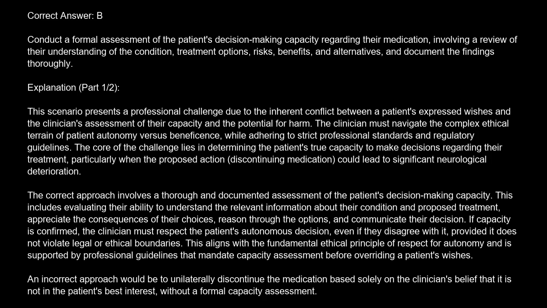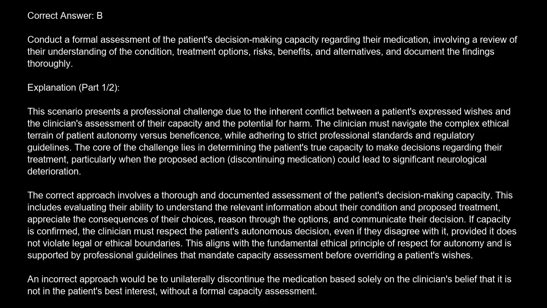Explanation. This scenario presents a professional challenge due to the inherent conflict between a patient's expressed wishes and the clinician's assessment of their capacity and the potential for harm. The clinician must navigate the complex ethical terrain of patient autonomy versus beneficence, while adhering to strict professional standards and regulatory guidelines. The core of the challenge lies in determining the patient's true capacity to make decisions regarding their treatment, particularly when the proposed action, discontinuing medication, could lead to significant neurological deterioration.